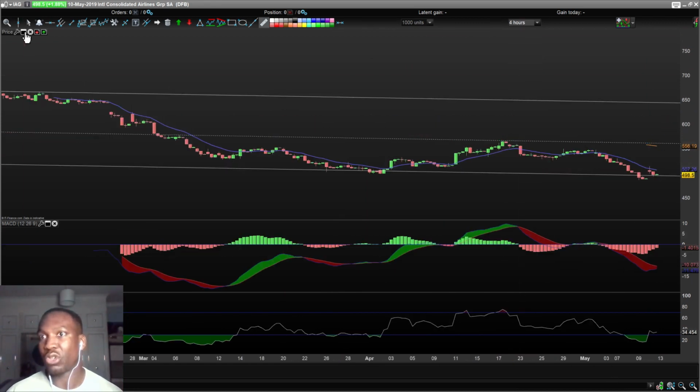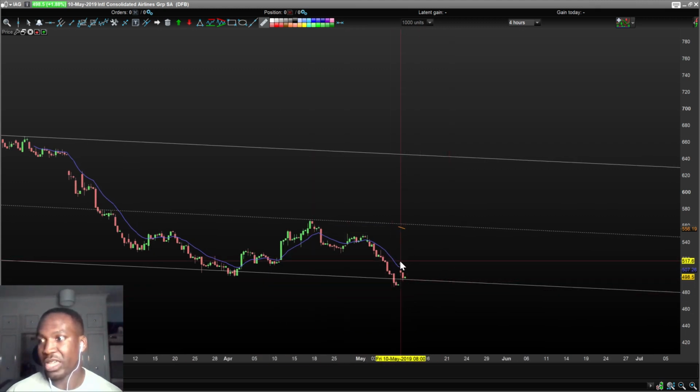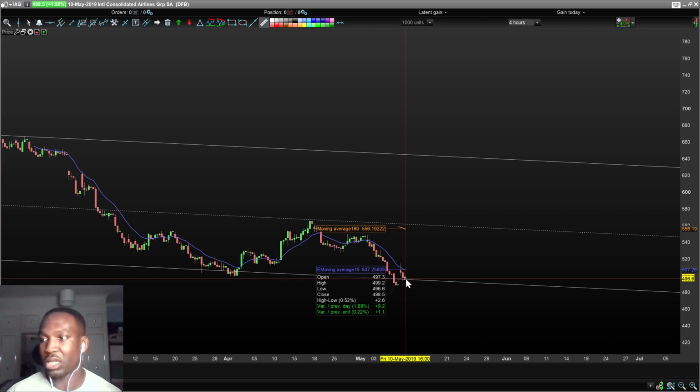And on the 4-hour chart, once again, price retraced on Friday and then carried on selling off. Hopefully tomorrow morning, as the UK market opens, it will carry on selling off. That's what I hope to see.